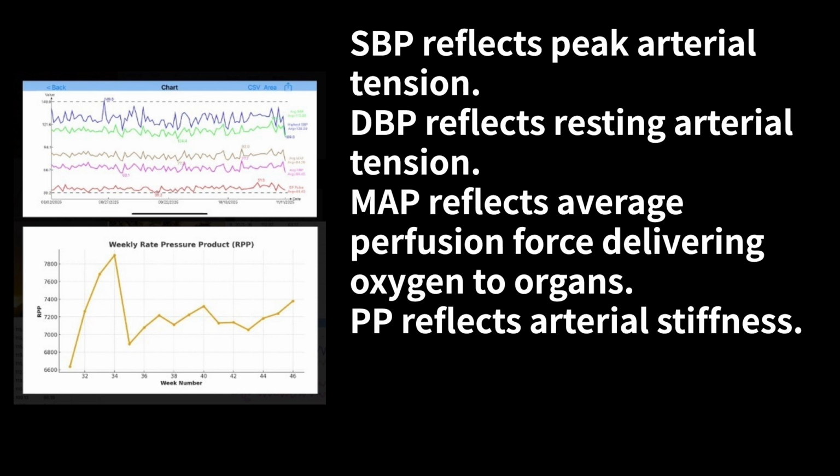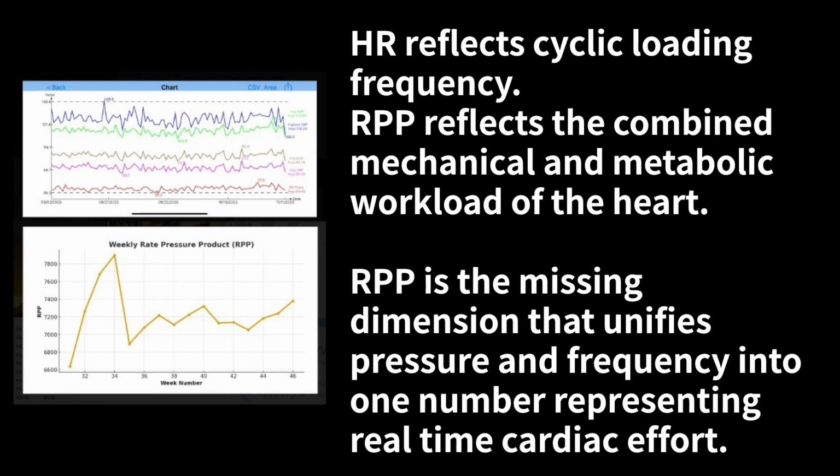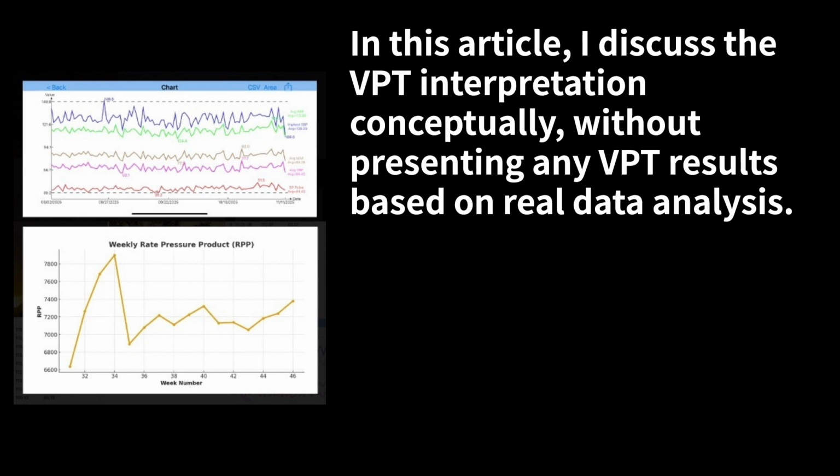MAP reflects average perfusion force delivering oxygen to organs. PP reflects arterial stiffness. HR reflects cyclic loading frequency. RPP reflects the combined mechanical and metabolic workload of the heart. RPP is the missing dimension that unifies pressure and frequency into one number, representing real-time cardiac effort. In this article, I discuss the VPT interpretation conceptually, without presenting any VPT results based on real data analysis.